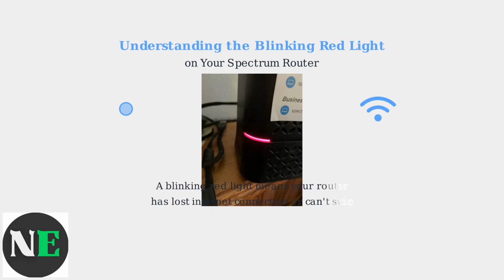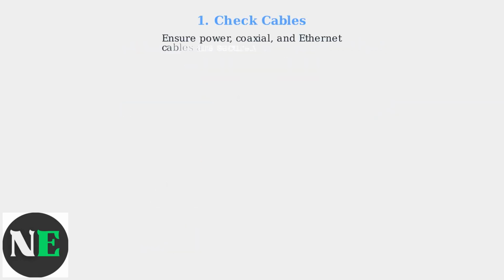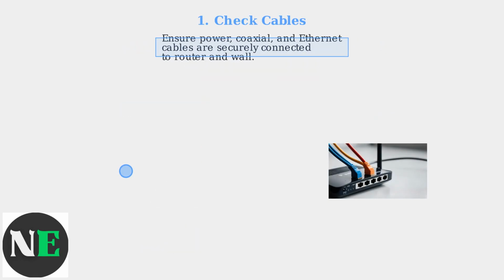Don't panic. Most of the time, you can fix this yourself. This often occurs due to weak cable signal strength, power, Ethernet issues, or ISP outage. First, check your cables. Ensure all connections are secure, including power, coaxial, and Ethernet cables. A loose cable is often the cause of the blinking red light.